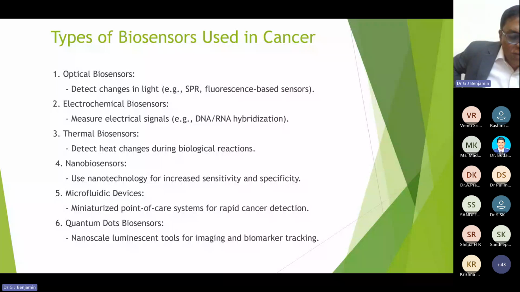Now, what types of biosensors are used in cancer? They are optical biosensors, electrochemical biosensors, thermal biosensors, nano biosensors, microfluidic biosensors, and quantum dot biosensors.